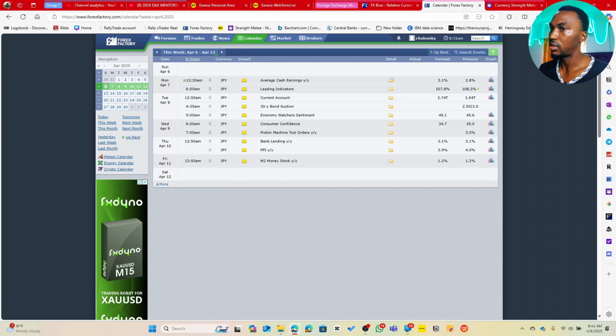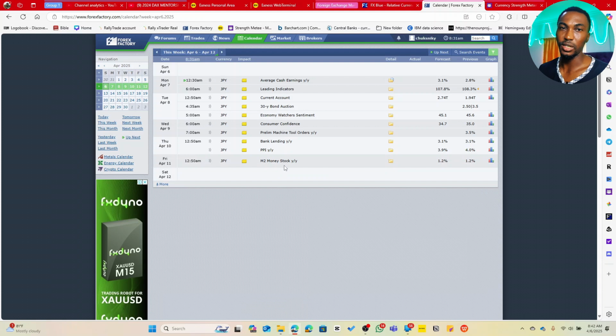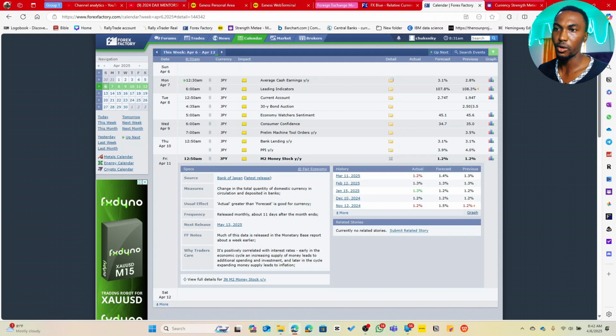Consumer confidence, this affects a lot. Prelim machine orders affect a lot. Bank lending affects a lot. PPI affects a lot. And M2 money stock. What the hell is this? Year on year, change in the total quantity of domestic currency in circulation in the bank. This doesn't really matter much. You can see this is talking about domestic currency circulation. If you're talking about cash circulation, then it doesn't matter. If it's talking about normal circulation transactions, then it does matter.